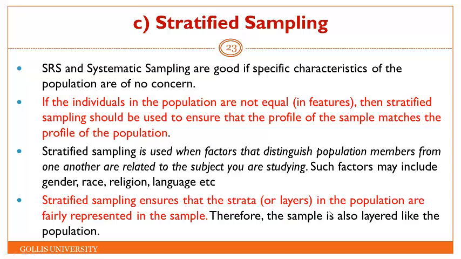Stratified sampling ensures that the strata or the layers in the population are fairly represented in the sample, and therefore the sample is layered exactly like the population. Take an example, gender. Maybe you are more concerned about gender issues in your study, and therefore you want to select your sample using the gender stratification method. Then it means that you have to have fair representation of the genders. If there are more males, then the sample for the males should be larger. And if the females are fewer, then the sample of the females should be smaller. And that's why you say that stratified sampling ensures that the strata in the population are fairly represented in the sample.